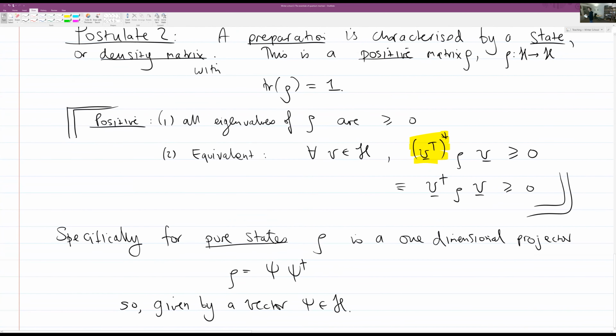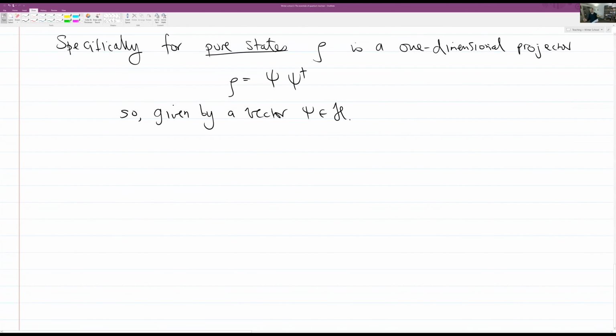Let's put the whole postulate there. A preparation in quantum mechanics, simplified quantum mechanics, is characterized by a state. A state is a density matrix. This is a positive matrix rho, which acts on our Hilbert space and has trace one. And specifically for so-called pure states, rho has a special form. It's the form of a one-dimensional projector, rho equals psi, psi dagger. And so in other words, there's a one-to-one correspondence between one-dimensional projectors, otherwise known as pure states, and vectors in our Hilbert space. Let's do some examples.